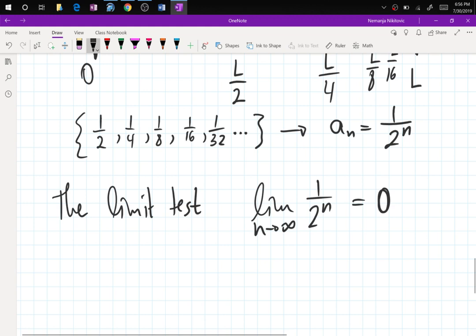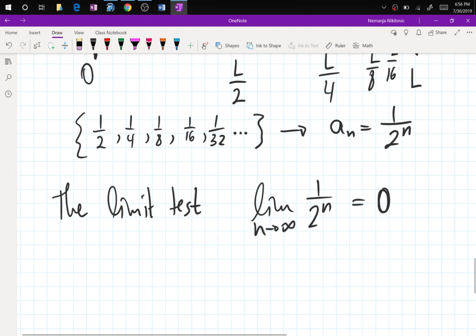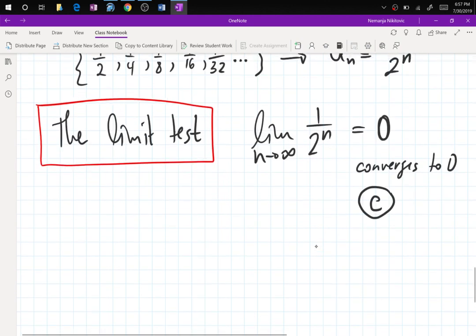So the limit test is the only test that we use for sequences. The limit test is the only test we say converges to 0. We put C in a circle, at least I do. C in a circle meaning it's a convergent sequence. Do you have divergent sequences? Sure. Infinitely many of them are divergent.